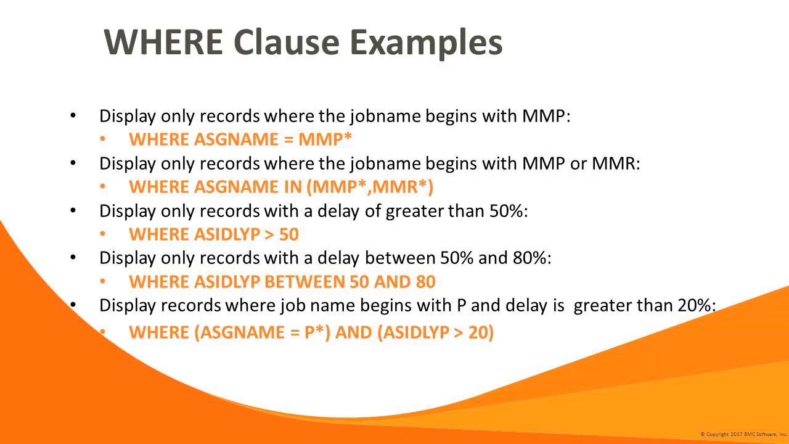If we want to display only records with a total delay greater than 50%, we could specify the where clause like this. To display only records where the address space delay is between 50% and 80%, we could code the where clause like this, using the between operator. If we want to display only records where the address space name starts with a P and the total delay is greater than 20%, we could use the clause as shown here.